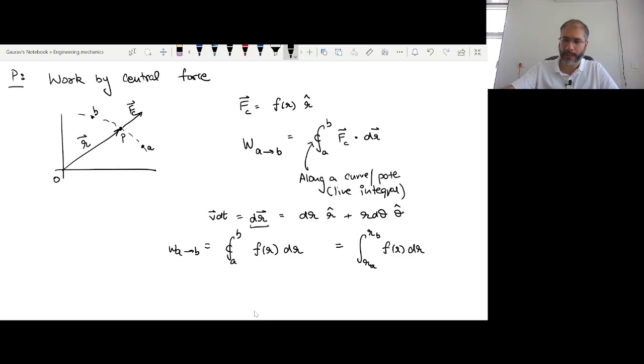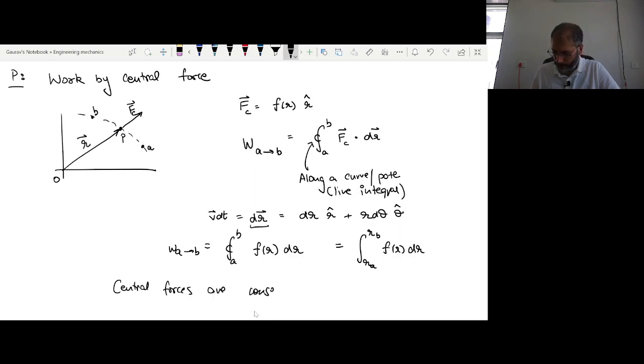So now we can conclude that central forces are conservative in nature, because the definition of conservative forces was that the work done by those forces is independent of the path taken. So therefore we can define a potential energy associated with it. So this was a problem to show that the central forces are conservative forces.